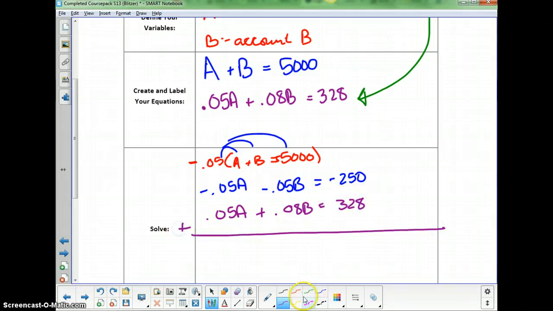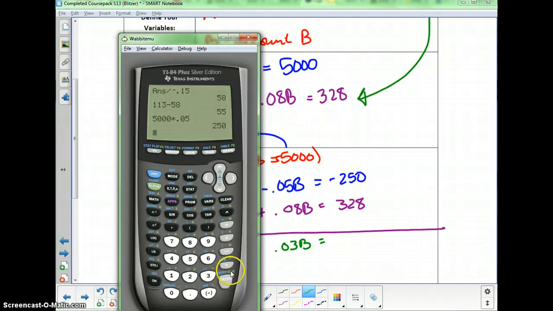Again, the goal of adding these equations up is to have something eliminate. Negative 0.05A plus 0.05A is 0. Negative 0.05B plus 0.08B is 0.03B. And negative 250 plus 328 is 328 minus 250, or 78. And let's take that 78 and divide by 0.03 to solve for B.